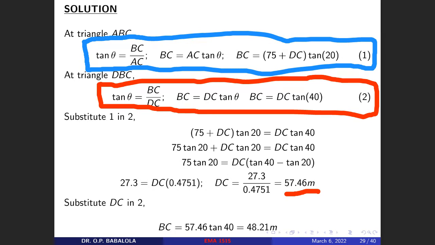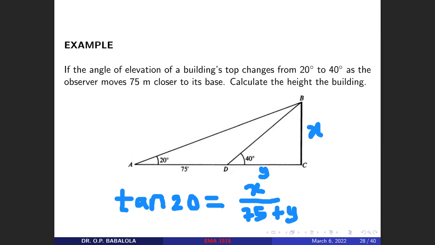Okay. So now we have our value for DC, which is 57.46, and we have for BC to be 48.21 meters. Now let's go back to the diagram. We have these two values now. We have DC, this Y, equal to 57.46, and we have been able to compute BC, which is the height of the building, as 48.21. I hope everyone is clear with this and we can proceed.